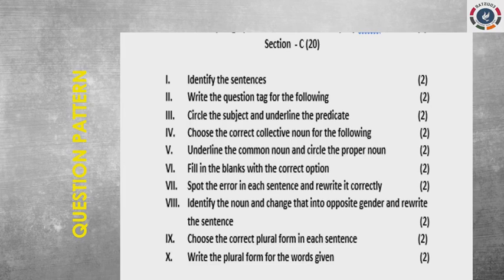Okay students, this is the question pattern for the term 1 exam.